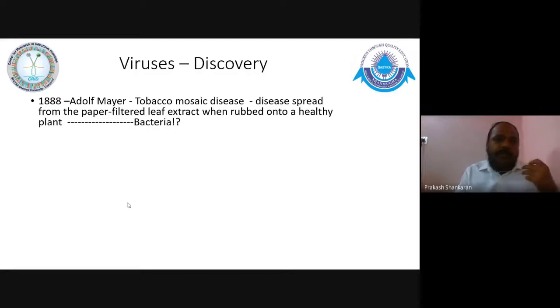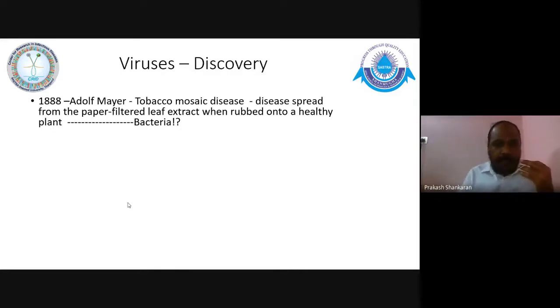Now, at this time, in the late 19th century, 1888, Adolf Mayer observed that there is some deformity in the leaves of tobacco plants. Now we call it tobacco mosaic disease, but at that time he just observed there's something happening in these tobaccos. But if you crush that infected tobacco, take the extract and spread it on other healthy leaves, those leaves will get the infection, get the disease, and they will also deform.